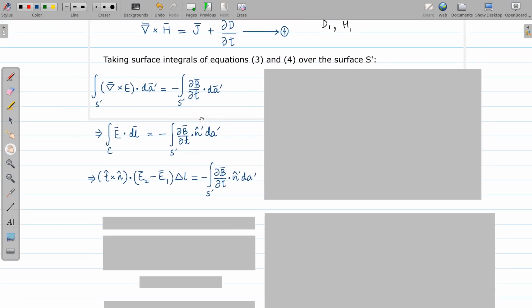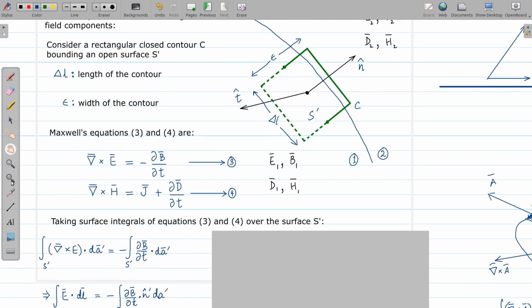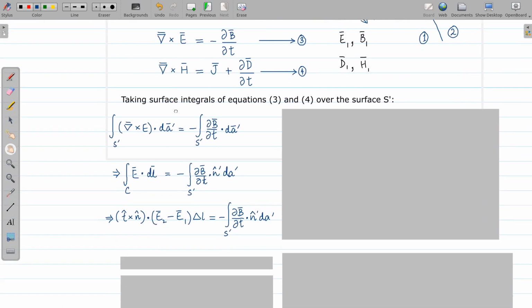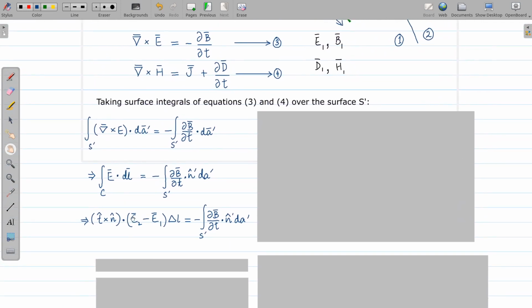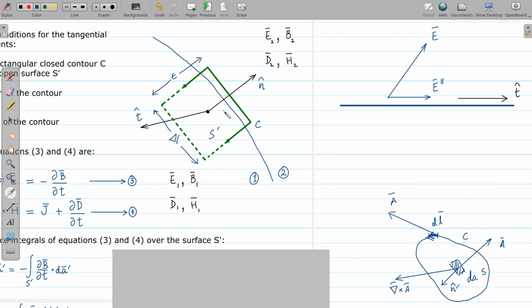Now there could be some contribution from this side, from this side as well as this side. If you look at the expression that I have written over here, we are only considering the contributions due to this side and this side, because I am multiplying with delta L. We are not considering these two contributions. The reason is again the same as before: as epsilon tends to 0, these two contributions will become negligible.